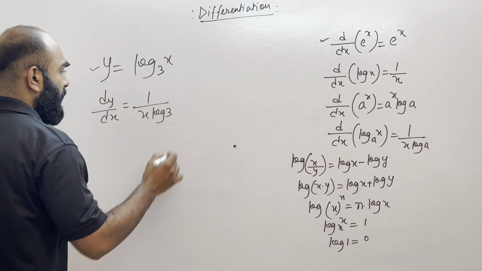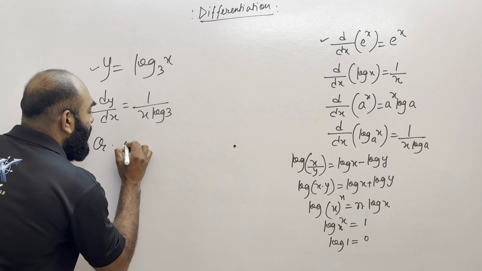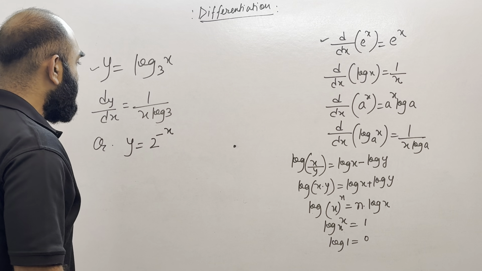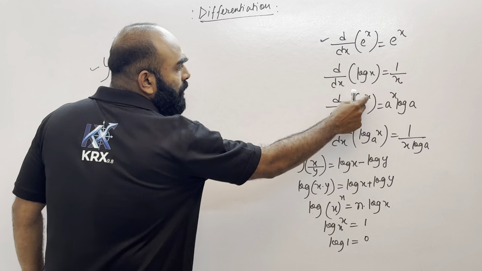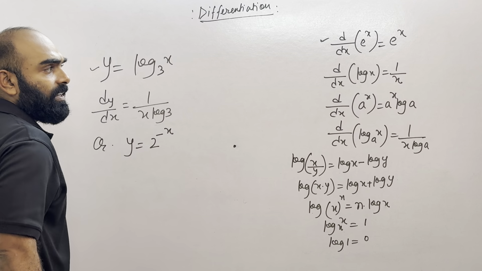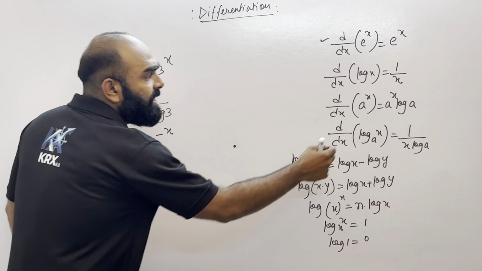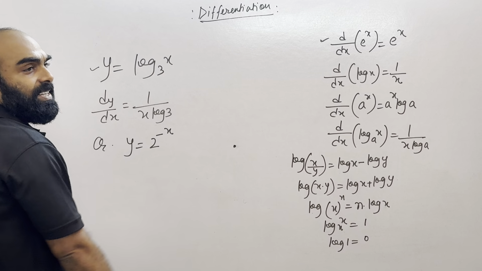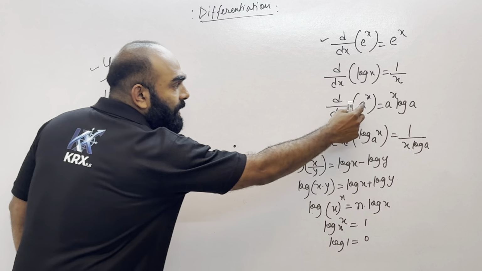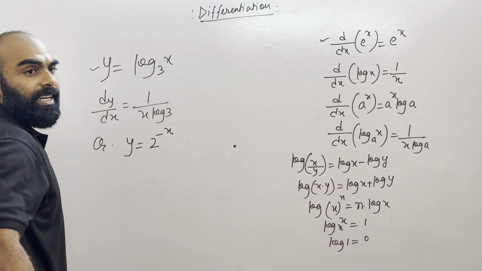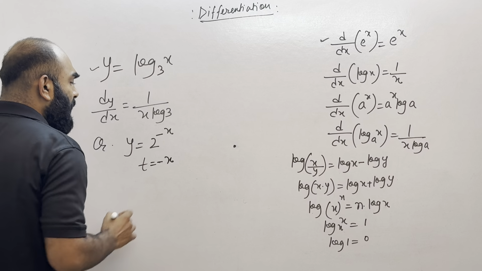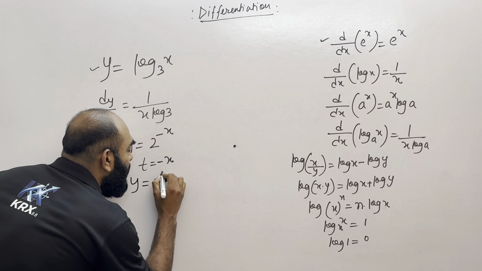Next question. y is equal to 2 to the power minus x. Tell me, everyone, what will be the differentiation? This question is based on a to the power x. Here it is x, here it is minus x. So what is the change? In place of x, it is written as minus x. So whatever the change is there, you have to consider that change as t. So I will take t is equal to minus x. So it will become y is equal to 2 to the power t.